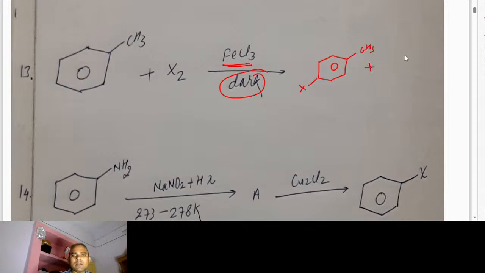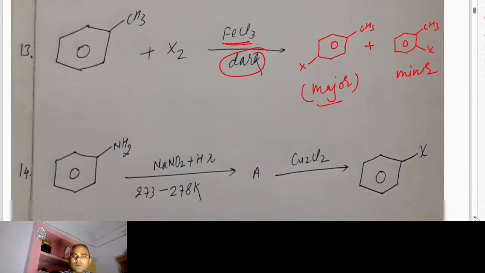Next one, what can be there, student? If you talk about the other one, this is the CH3. Here this position, the ortho position, is going to be minor, and here this is going to be the major product, right? So these are the products.